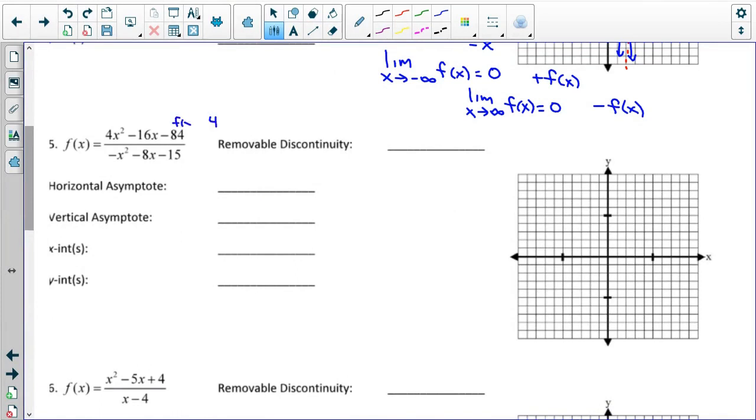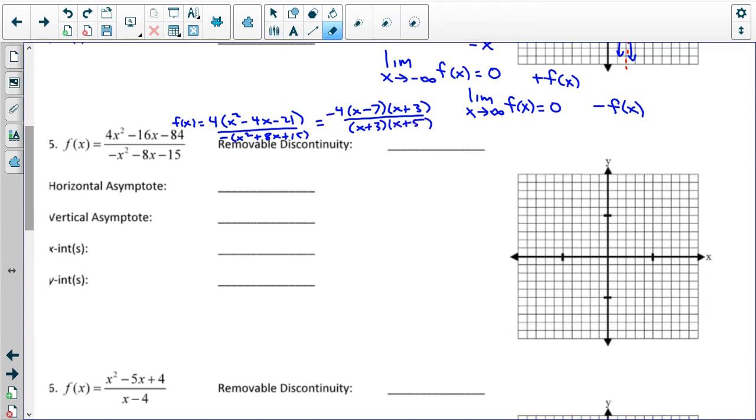So f of x equals 4 times (x squared minus 4x minus 21) over -1 times (x squared plus 8x plus 15). So this ends up being 4 times (x minus 7) times (x plus 3) over -1, and I can actually move that negative up to the numerator if I want, times (x plus 3) times (x plus 5).